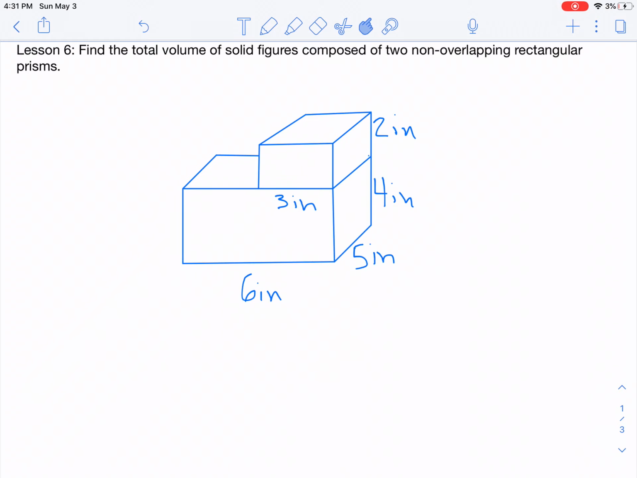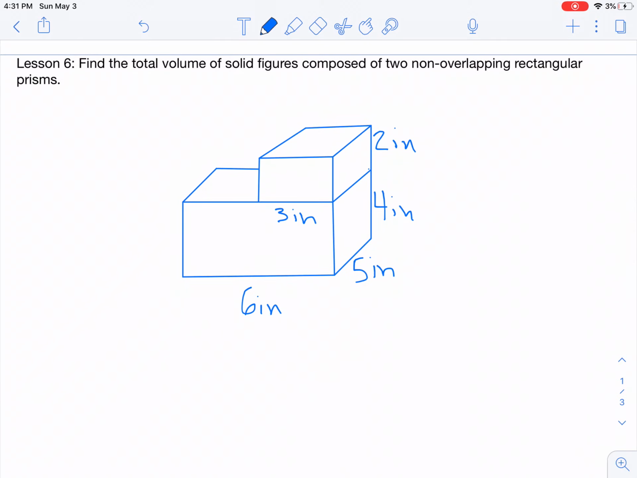So this is lesson 6, number 3. Still with the same objective, which is to find the total volume of solid figures composed of two non-overlapping rectangular prisms. So how is this drawing different from the last one?